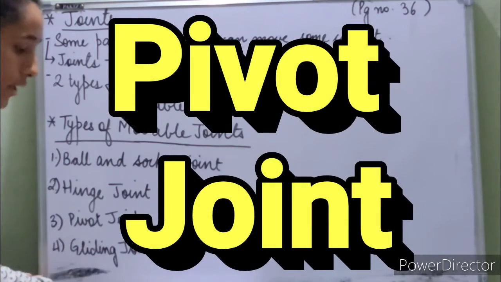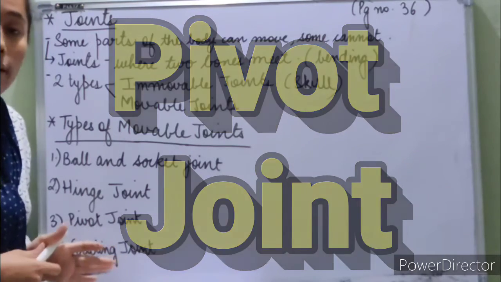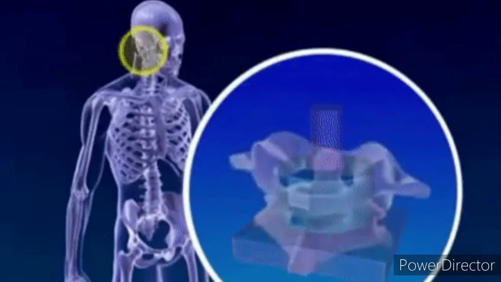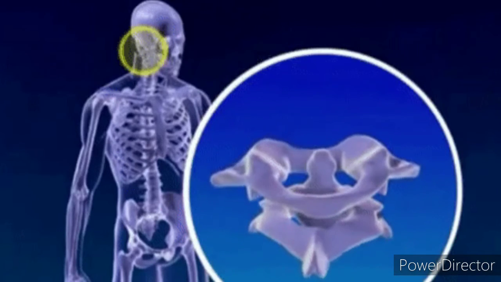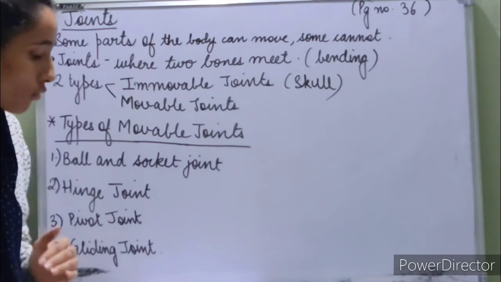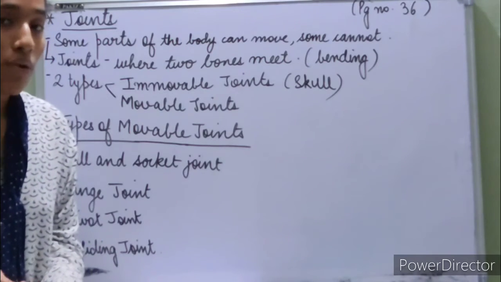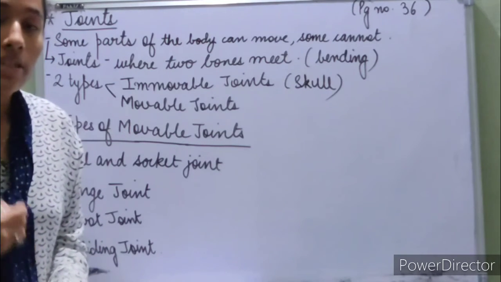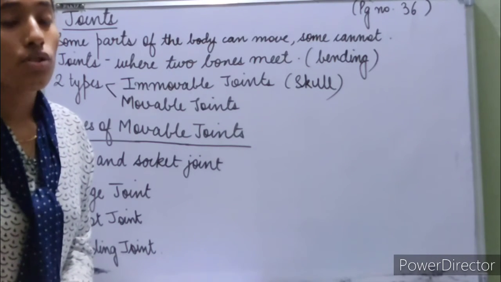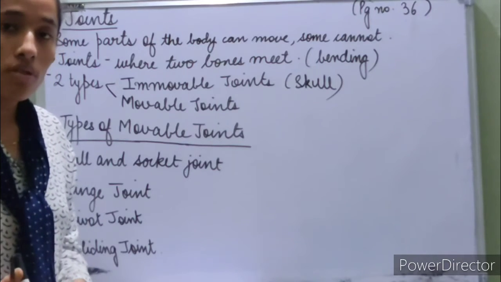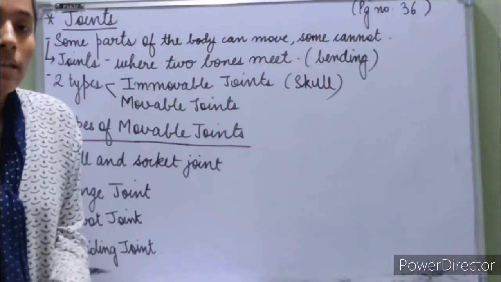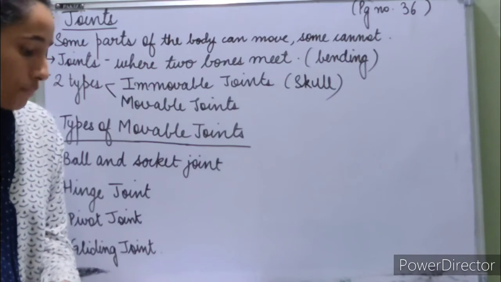Now the pivot joint. In the body, the pivot joint is present in the skull and the backbone. The pivot joint allows sideways as well as up and down movement. Because it allows movement in all the directions, it is also a rotary joint. It allows rotary motion. We can do sideways movements. We can do up and down movements. So it is present in our skull and in our backbone.